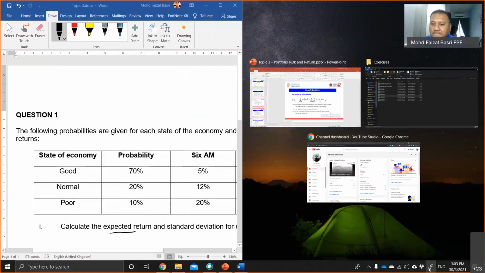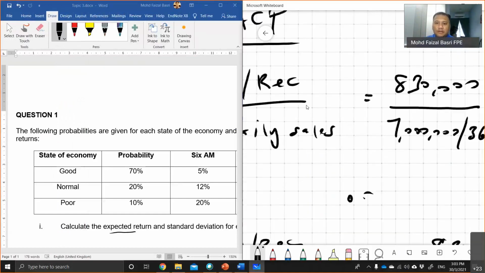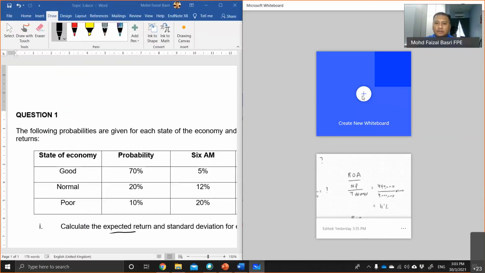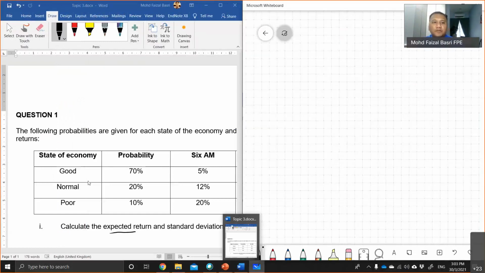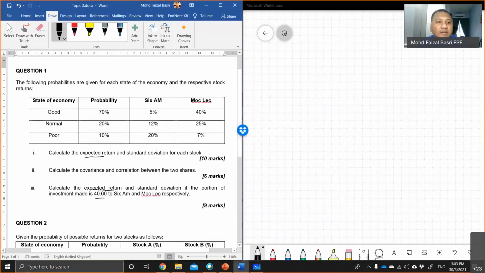Bear with me 1 second. Okay. So we're going to do question 1 together here. So we have 3 probabilities, as I said. 70, 20, and 10%. So total equates to 1.0 or 100% here. We have 3 levels of returns depending on the state of economy. Right? So the first question, right? So only for question 1.